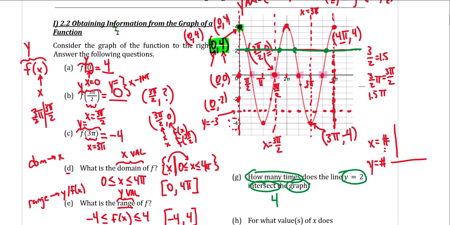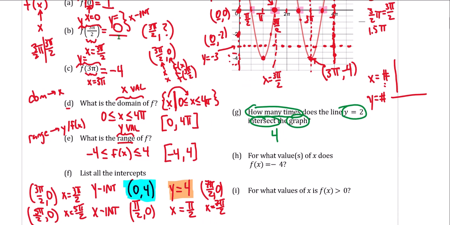In item H, for what value or values of x does f of x equal negative 4? Bringing up a couple of things we've talked about already, remember that f of x equals something is exactly the same as y equals something. F of x is a y value. When you see the expression f of x, the thing in parentheses is an x, the whole thing is a y. This whole thing, f of x, can be replaced with y, and therefore this question is asking us, for what values of x does y equal negative 4?